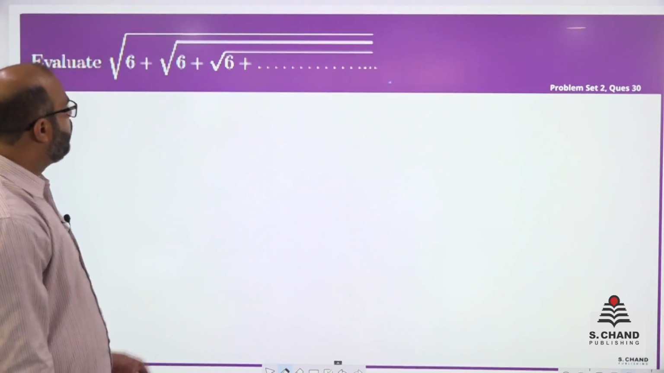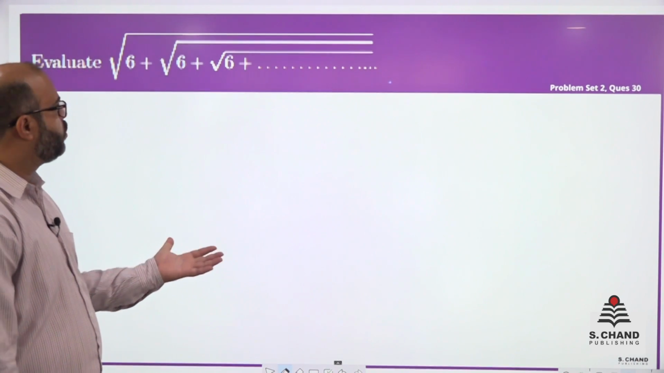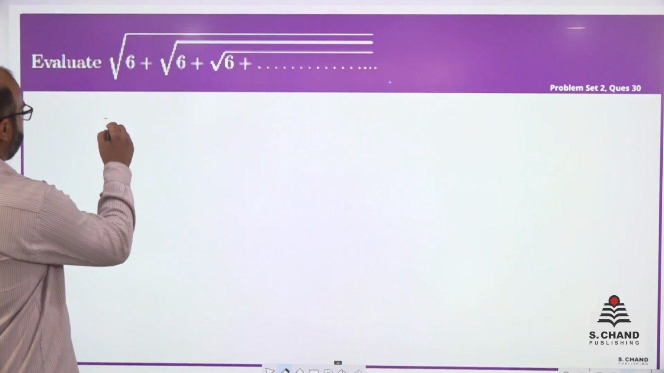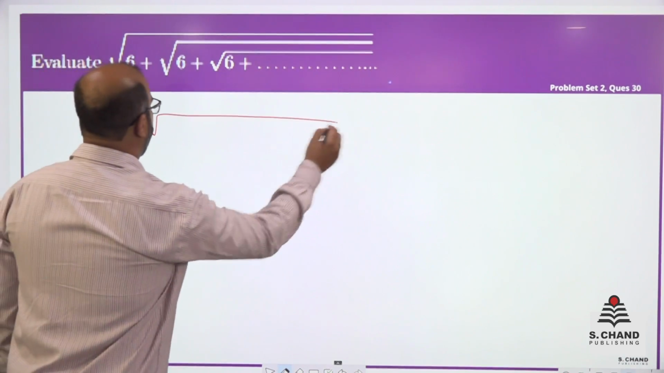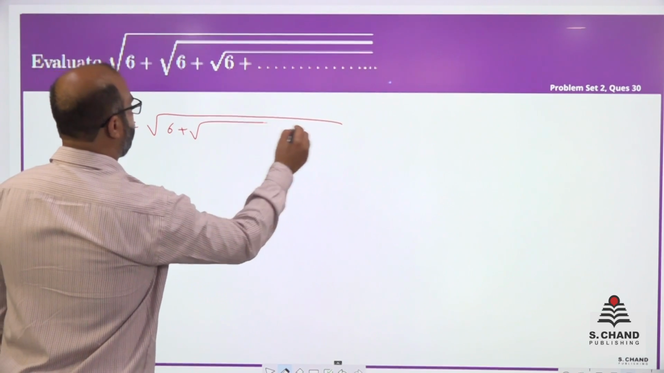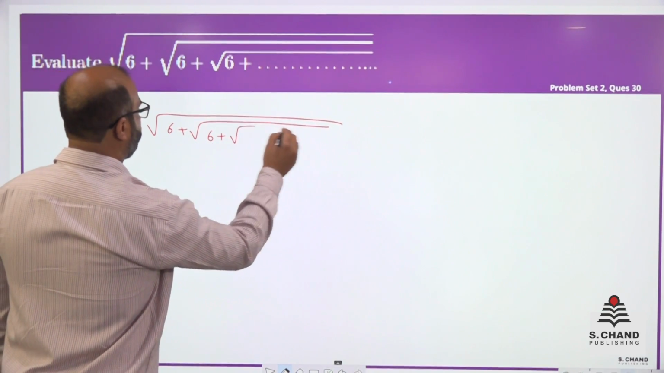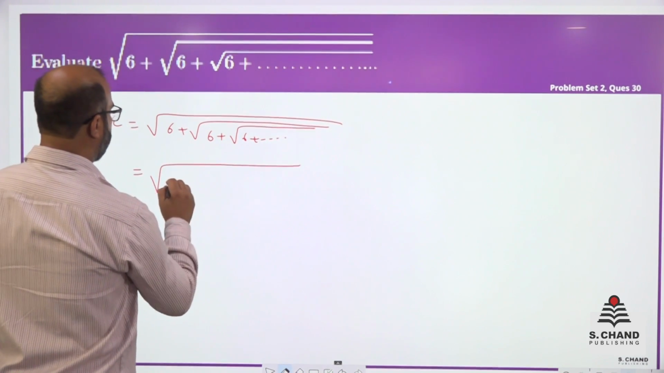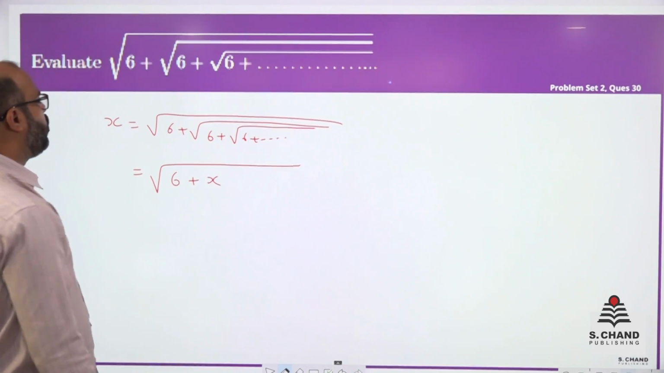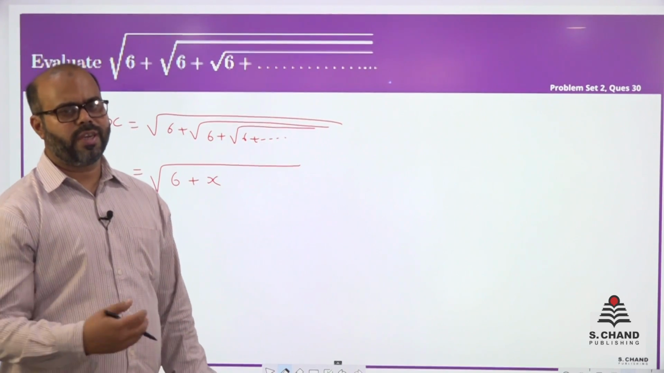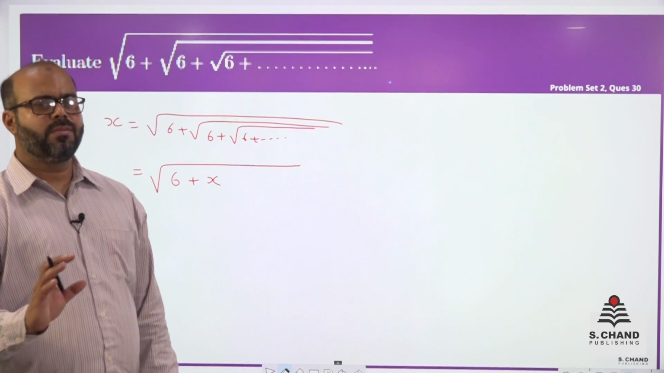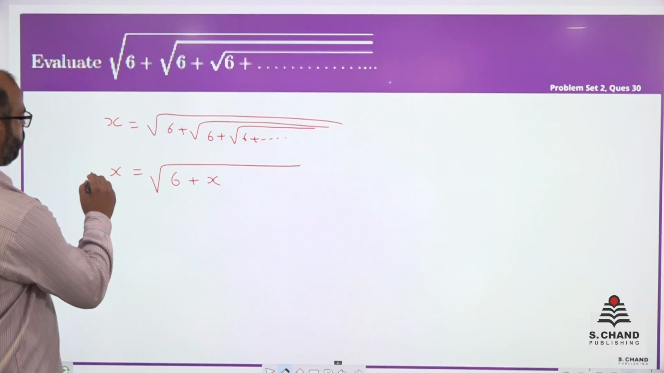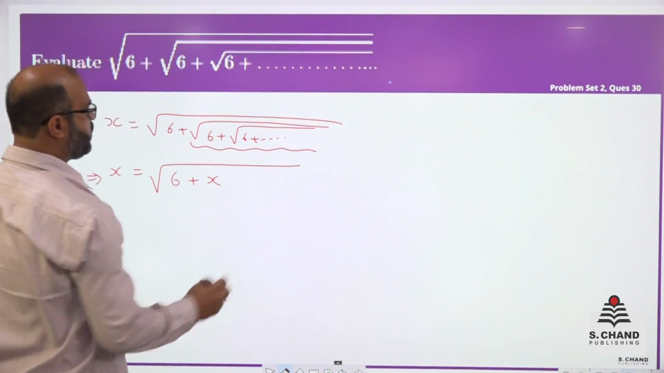Okay. Evaluate square root of 6 plus square root of 6 plus square root of 6, and so on till infinity. Let us take x is equal to square root of 6 plus square root of 6 plus square root of 6, and so on. So, we can write this as square root of 6 plus x, because if you take one term outside from infinity, the remaining term is also infinity. So, it does not affect it.